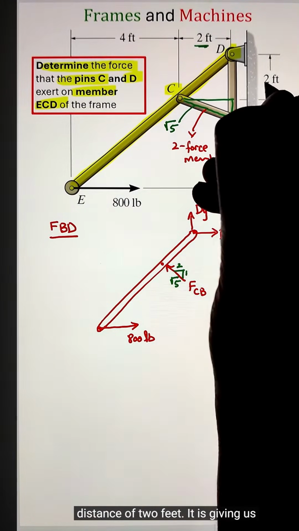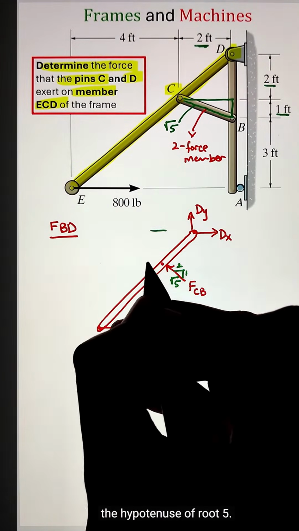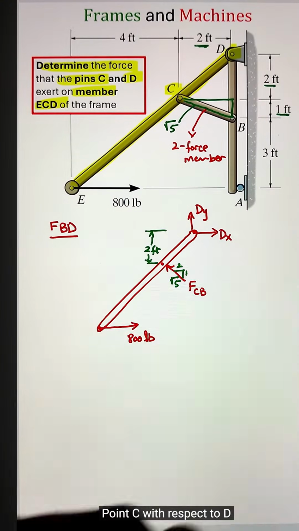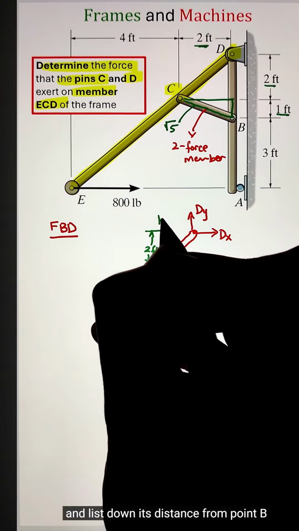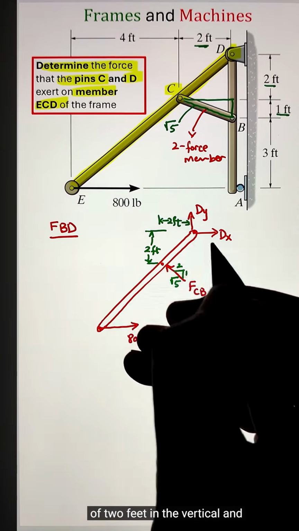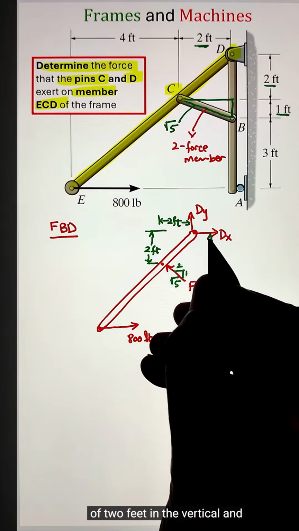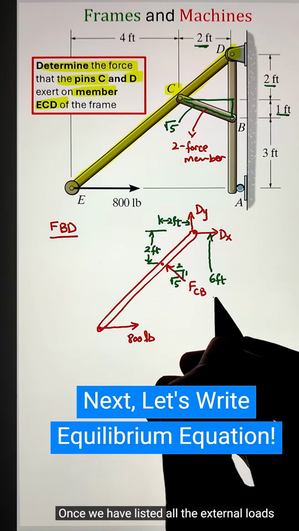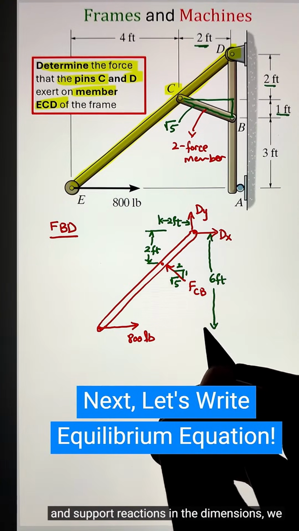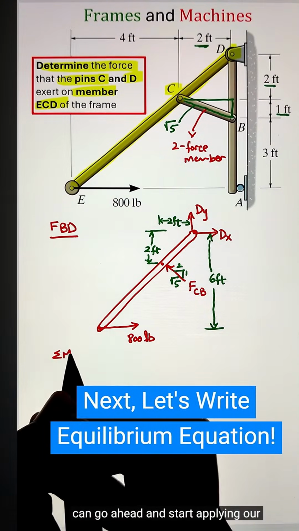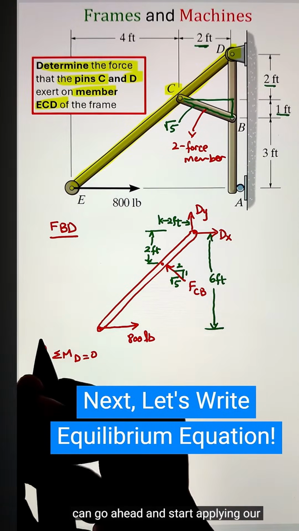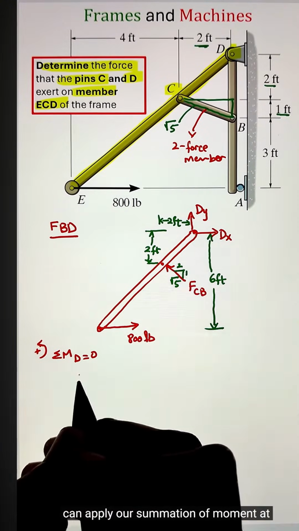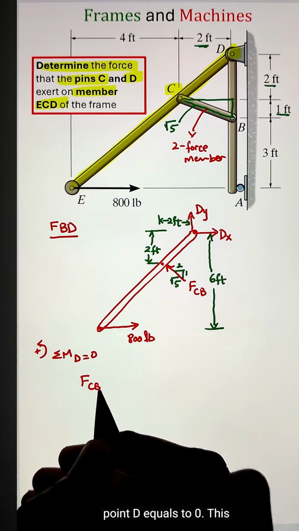It is giving us the hypotenuse of root 5. Next, we can identify the position of point C with respect to D and list down its distance from point D of 2 feet in the vertical and 2 feet in the horizontal direction. Once we have listed all the external loads, support reactions, and dimensions, we can go ahead and start applying our equilibrium equation. Now to start, we can apply our summation of moment at point D equals 0.